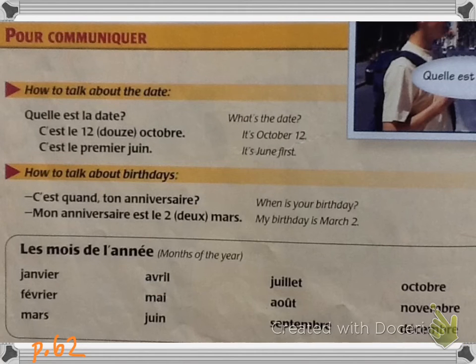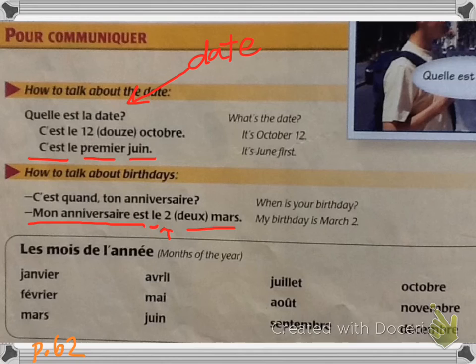Next we have the months of the year. And again, here's that difference, right? This question is asking for the actual date. S'il vous plaît, répétez quelle est la date? Quelle est la date? Okay. And notice again how our answers start. C'est le, number, and month. And then birthdays. S'il vous plaît, répétez c'est quand ton anniversaire? And then the answer always starts mon anniversaire est le. Again, we have our number and then we have our month.